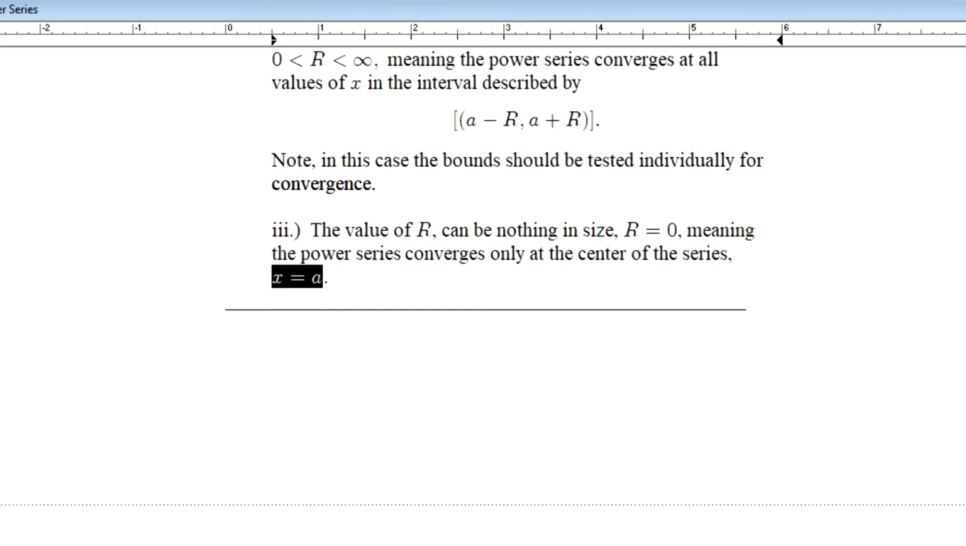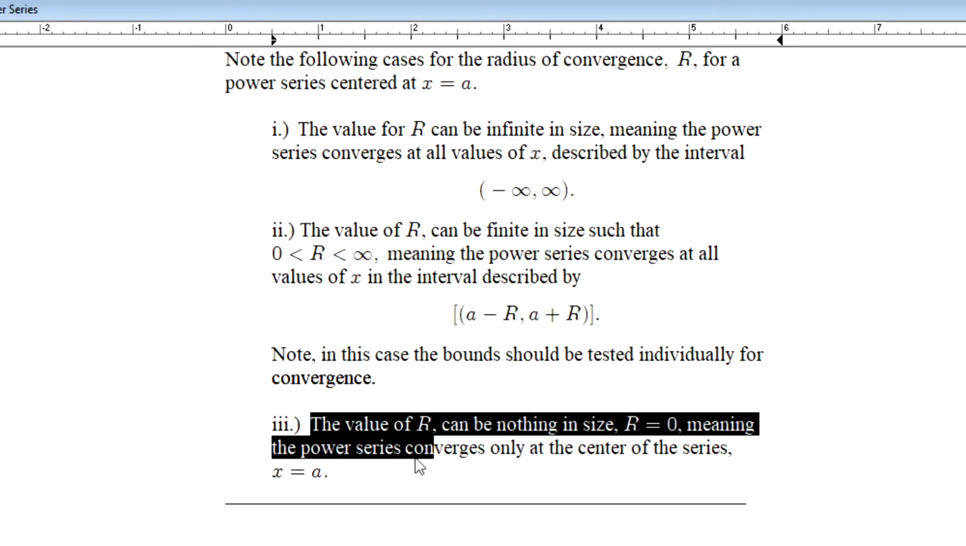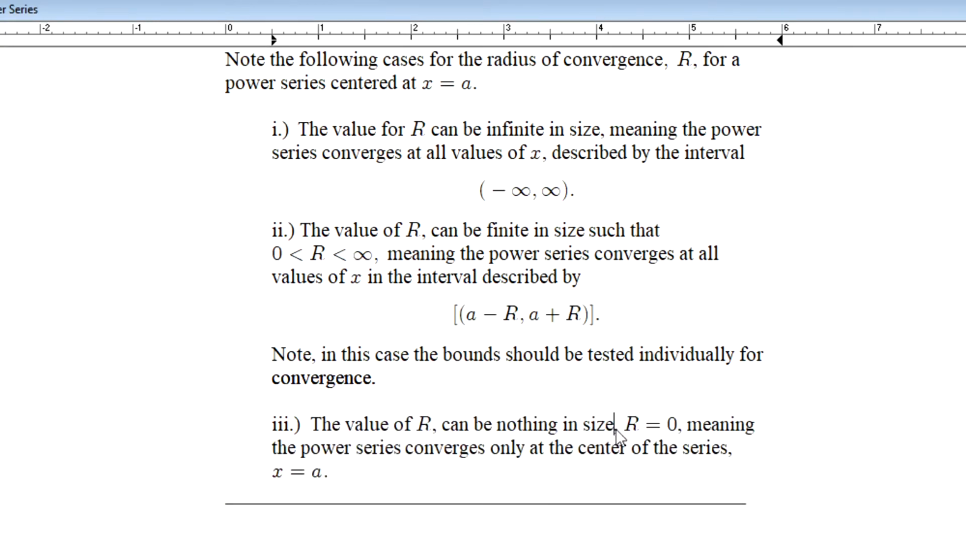Folks, those are your three different results that could occur for your interval of convergence. Either it's indefinitely large in size, or it's definite in size where the radius of convergence is bigger than 0, and in that case you definitely want to make sure you test your boundaries also for convergence when using the ratio test to determine the interval size. And then the third case is you could have a radius of convergence that is nothing, meaning that the power series converges only at its center.